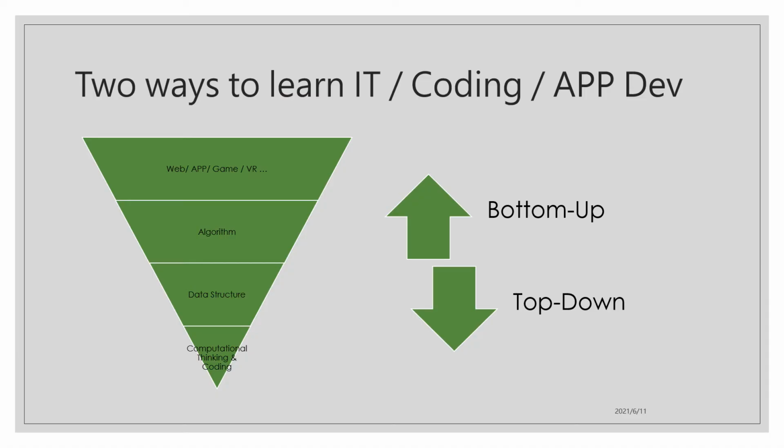So there are two ways to learn IT, CS, computer science, coding, app development, etc. The first way, of course, is bottom up. This is the traditional academic approach, or traditional teaching in university, or in your secondary school, etc.